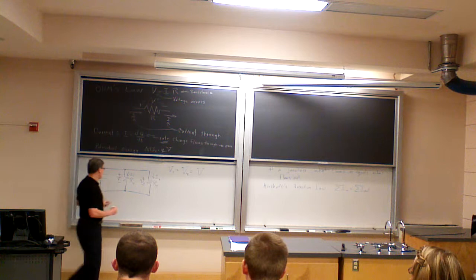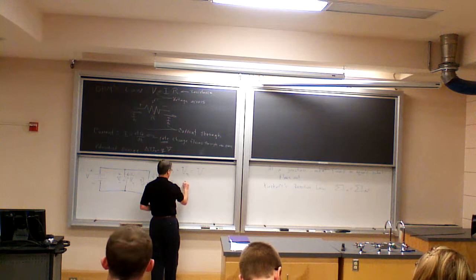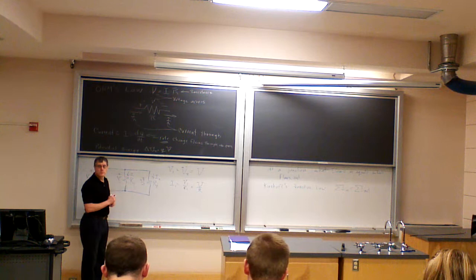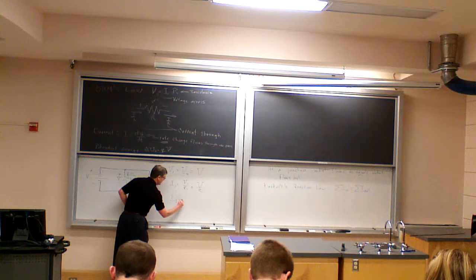A little bit of math with Ohm's law, we know that I1 equals voltage across resistor 1, which is just the voltage of the battery across resistor 1. And I2, likewise.